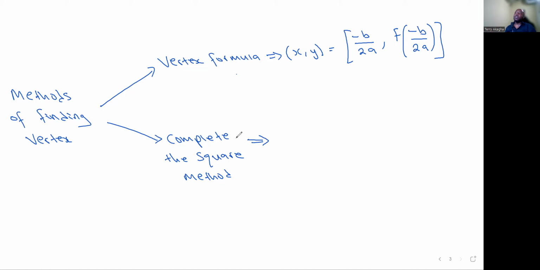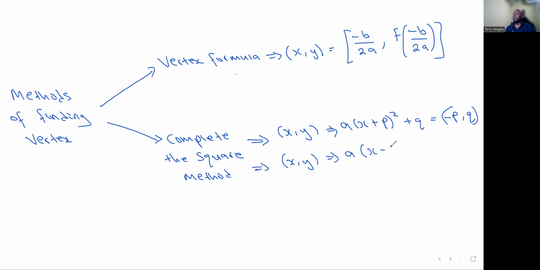So if you have the complete the square method and you're looking for the vertex, you have to write it in the completed square format, which is a(x plus p) squared plus q, and the vertex from there is going to be minus p and what? q. Don't worry, I will explain. And also, if your formula was a(x minus p) squared plus q, the vertex for that is going to be p and q. I'm going to talk about each and every one of these. So that'll be that for this video series.